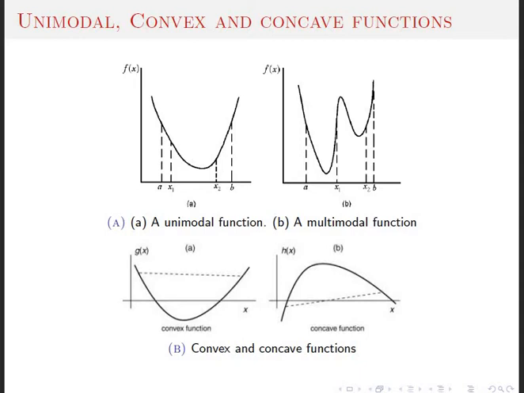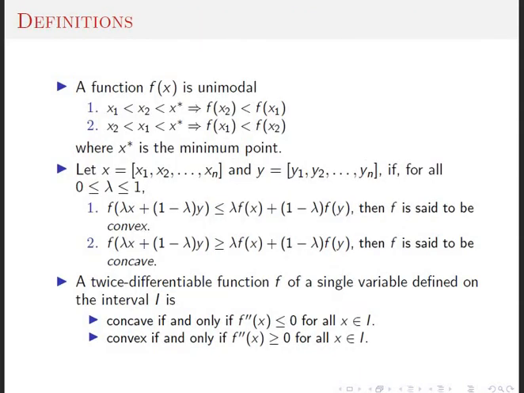Figure A shows an example of a unimodal function, while B shows a multimodal function, since there is more than one mode. The second figure shows the convex and concave functions. A function is said to be concave if every line segment joining two points on its graph does not lie above the graph at any point.